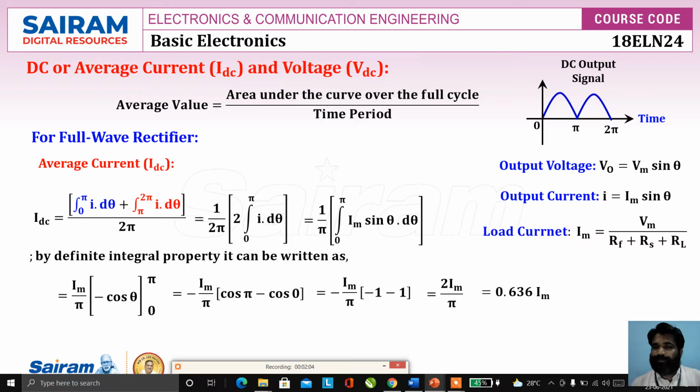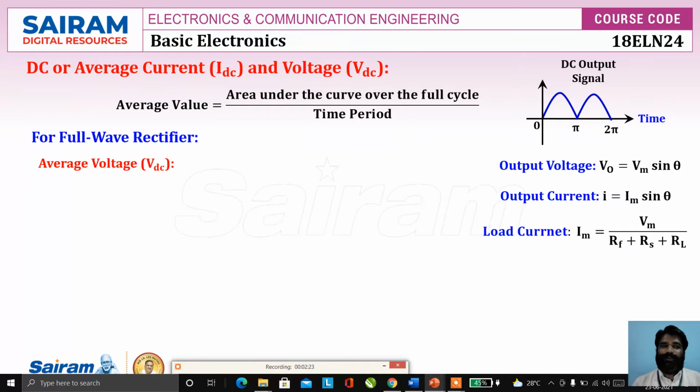So again, the 2 by pi value is 0.636 into Im, or it can be written as 63.6% of Im. So IDC is equal to 63.6% of the maximum current. Similarly for voltage, as you know, VDC is equal to IDC into RL. So substitute IDC, that we just obtained, 2 Im by pi into RL.